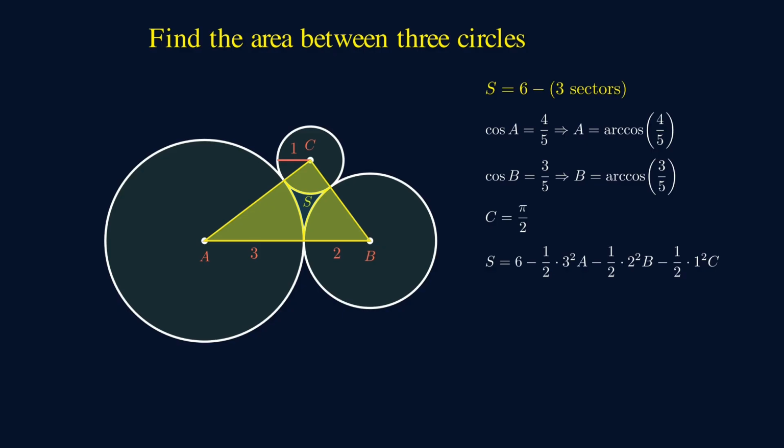When we plug everything in and simplify, we end up with an exact expression involving arccosines and pi. And if we want a numerical value, that comes out to approximately 0.4643 square units. And that's the area of the gap.